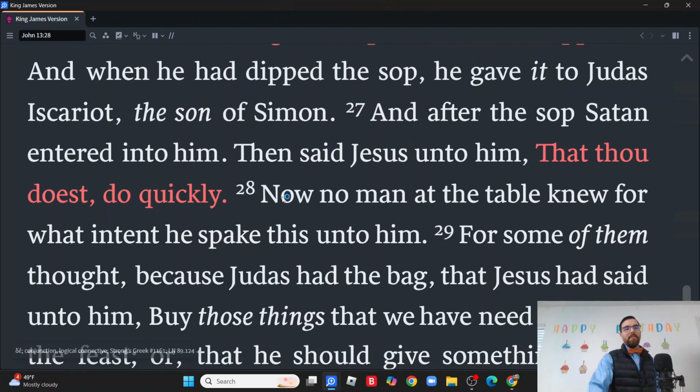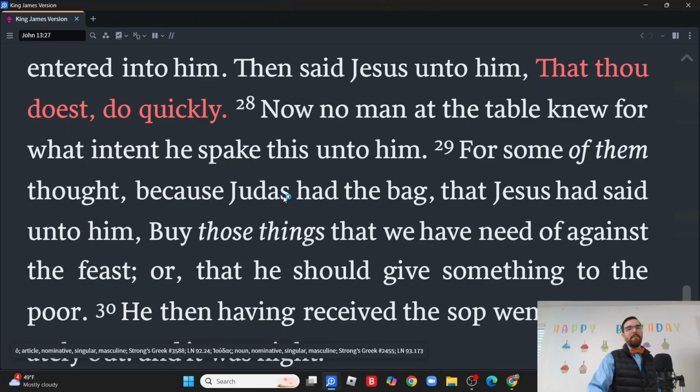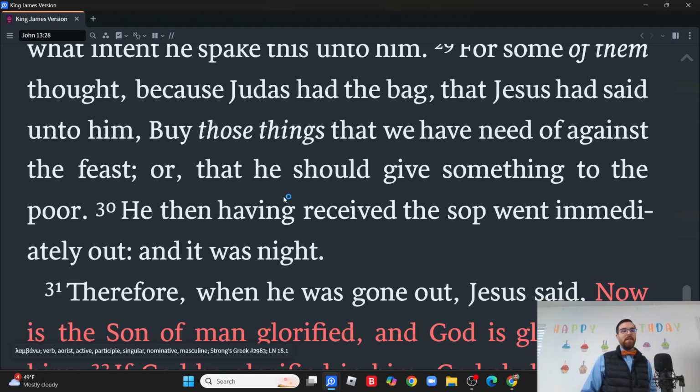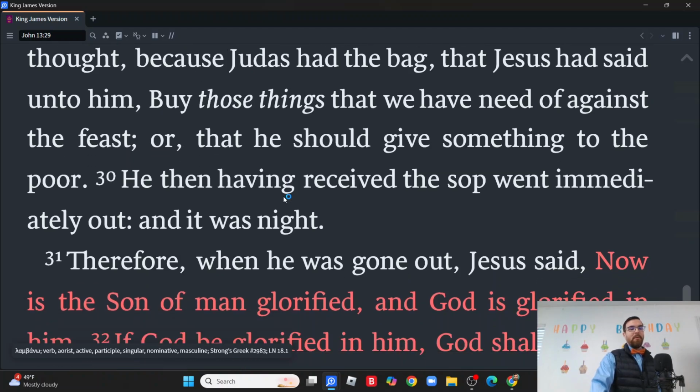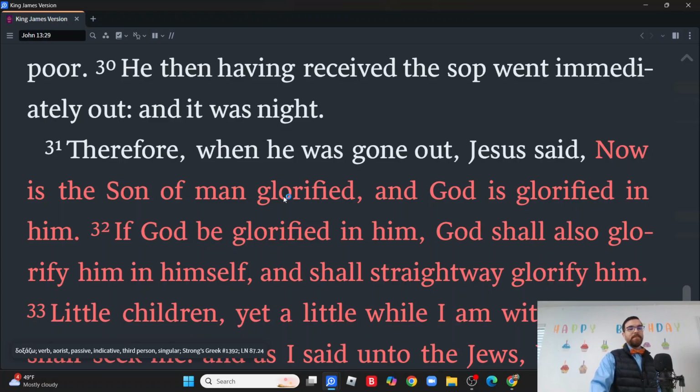And after the sop, Satan entered into him. Then said Jesus unto him, That thou doest, do quickly. Now no man at the table knew for what intent he spake this unto him. For some of them thought, because Judas had the bag, that Jesus had said unto him, Buy those things which we have need of against the feast, or that he should give something to the poor. He then, having received the sop, went immediately out, and it was night.